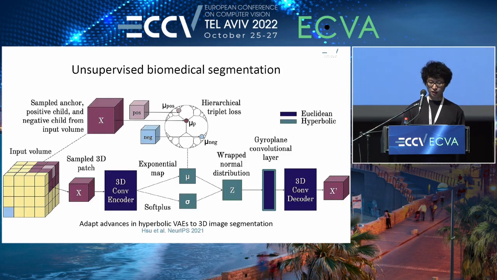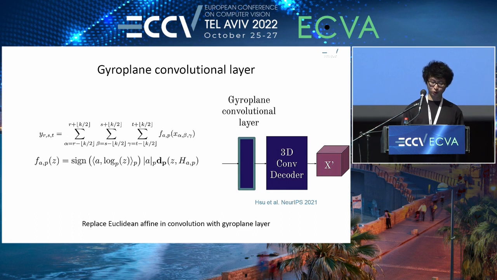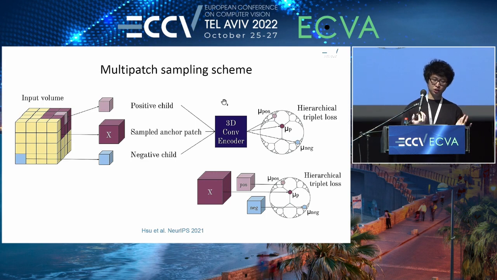So the first is we talked about this gyroplane layer that had been used successfully by this Mathieu et al. Hyperbolic VAE paper. And we generalized this to convolutional layers in the most straightforward way for our decoder. And then to learn good representations, we use self-supervised learning. So basically, the idea is to use the fact that there is a hierarchy and it exists, and then to reconstruct this hierarchy in our latent space.